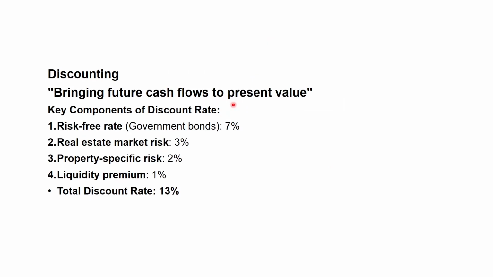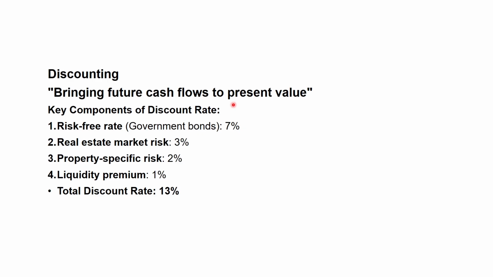Now, we come to another important concept of discounting. So, discounting is the process of calculating present value, and selecting the right discount rate is crucial. Think of the discount rate as the minimum return you require to compensate for risk and time. A typical real estate discount rate has 4 components.